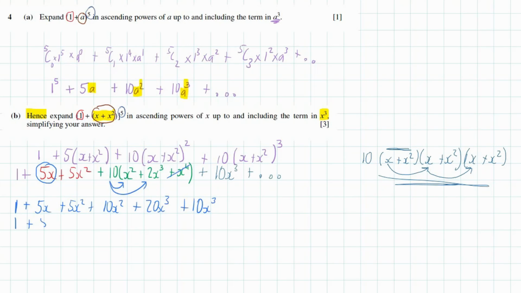Now we'll add everything together. So 1 plus 5x plus... we can just turn that into 15x squared. Yep, let's do that. 15x squared. Alright, 15x squared. And then we'll add together our x cubed. So we've got 30x cubed.